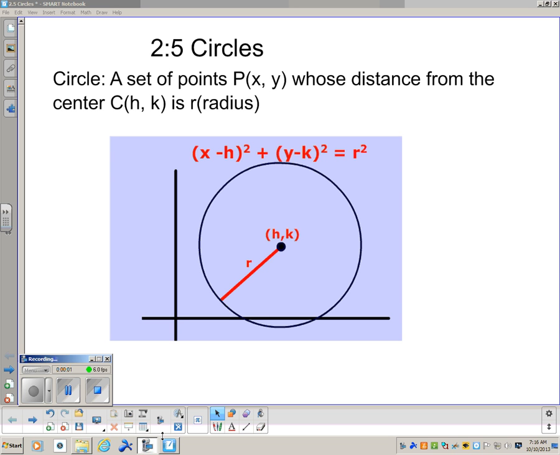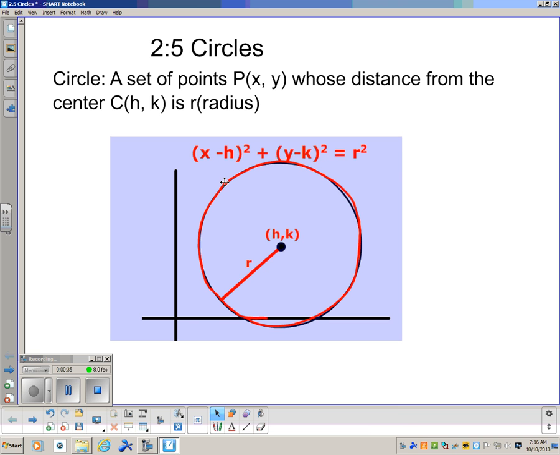All right, so today we're going to be working with circles, and let's look at the equation of our circles. A circle is basically a set of points that all land on this circle right here, and whose distance from the center is the radius.